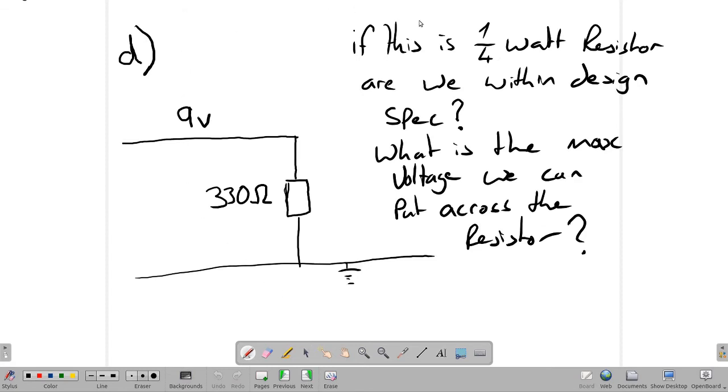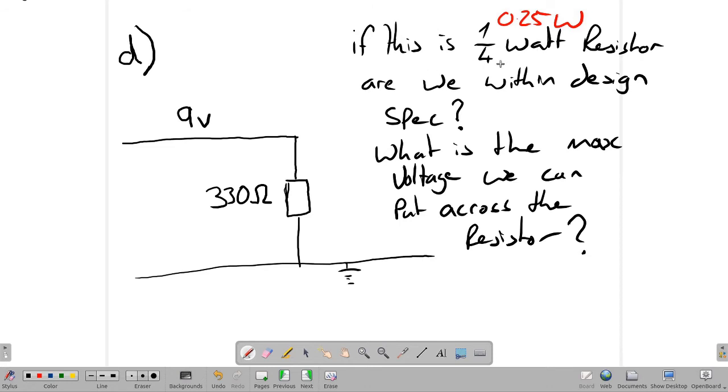Let's have a look at the next one. We've got a 1/4 watt resistor. Are we within the design spec? So what we have to do is find the power dissipated by this resistor and see if it's under 1/4 watt. So this here is going to be 0.25 watts.